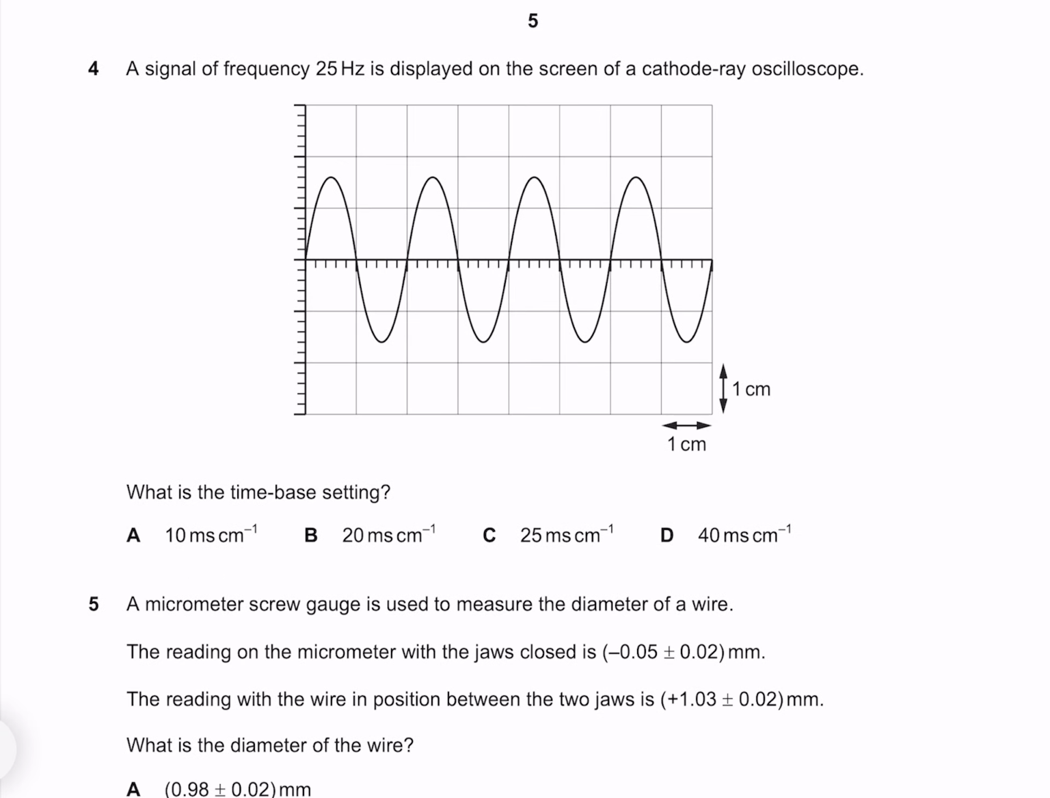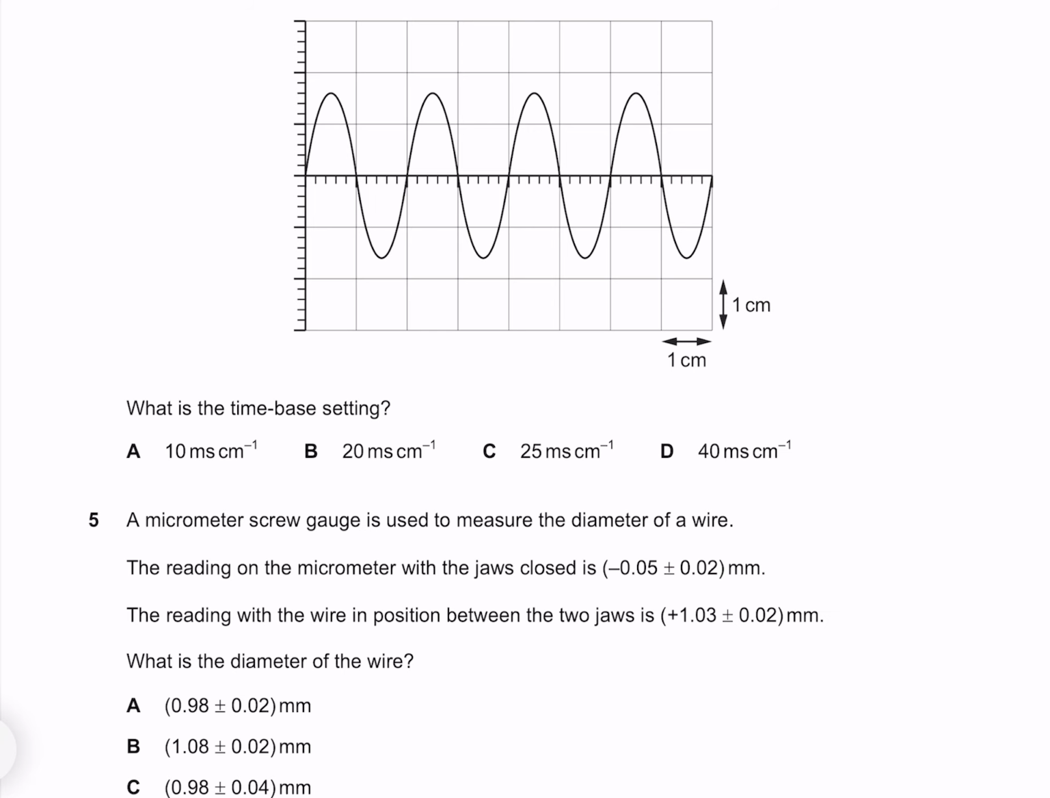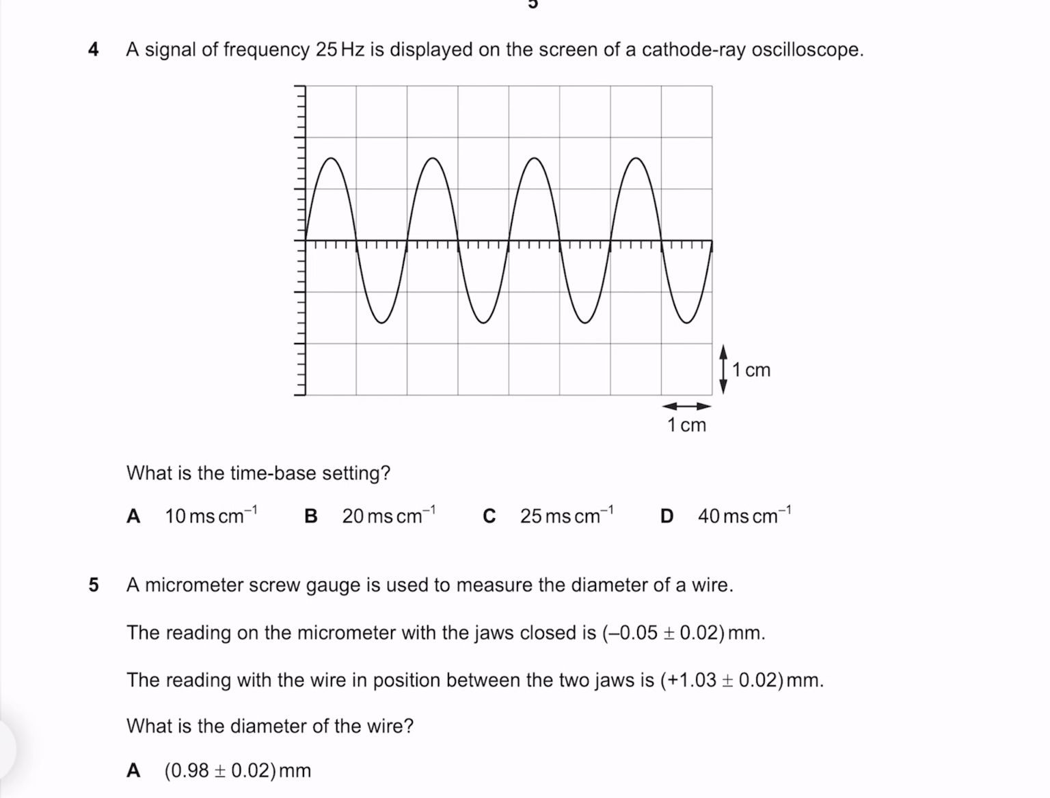A signal of frequency 25 Hz is displayed on the screen of a cathode ray oscilloscope. What is the time-base setting? If we have a frequency of 25 Hz, our period is going to be 1/25, which gives me 0.04 seconds. That means that our full wavelength here must be 0.04, and therefore one increment is going to be 0.02 seconds, or in other words, 20 milliseconds.